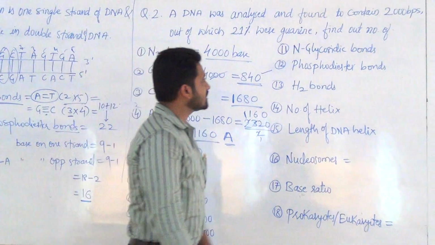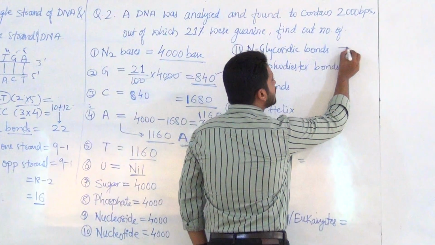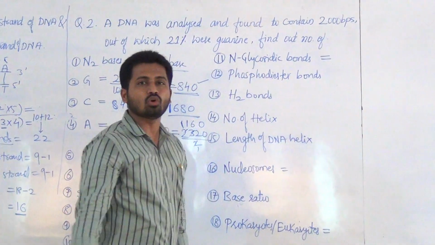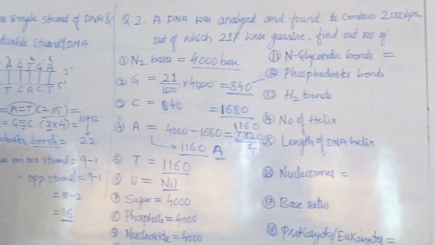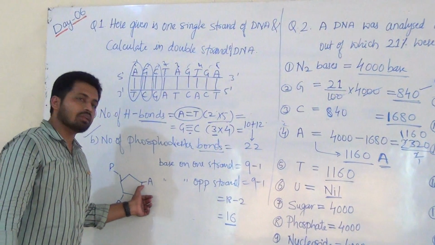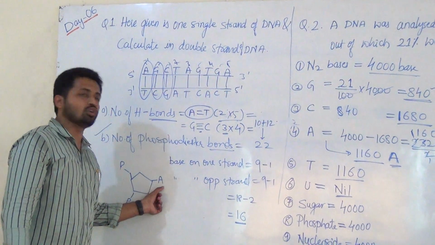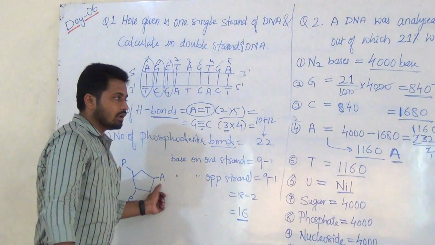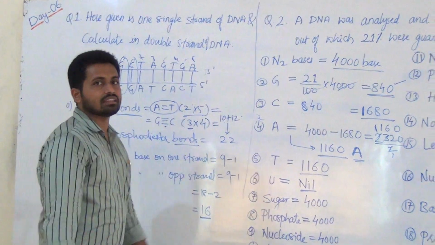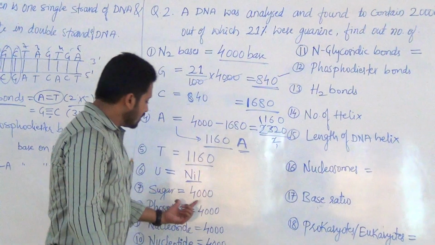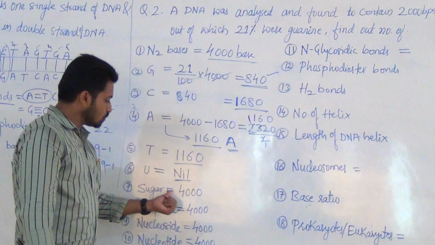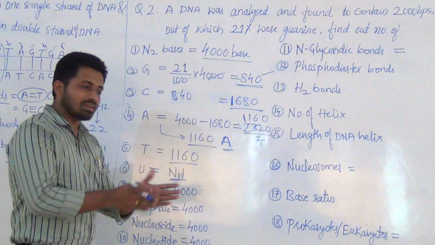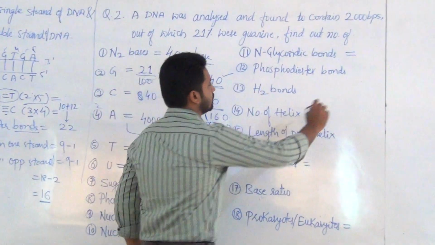Easy one. Next coming to glycosidic bond. Do you know where the N-glycosidic bond forms? It is between carbon number 1 of the sugar and the nitrogen base, whether adenine, guanine, cytosine or thymine. So as many sugars as there are, that many glycosidic bonds will be there. Each sugar forms a bond with a nitrogen base, again 4000.